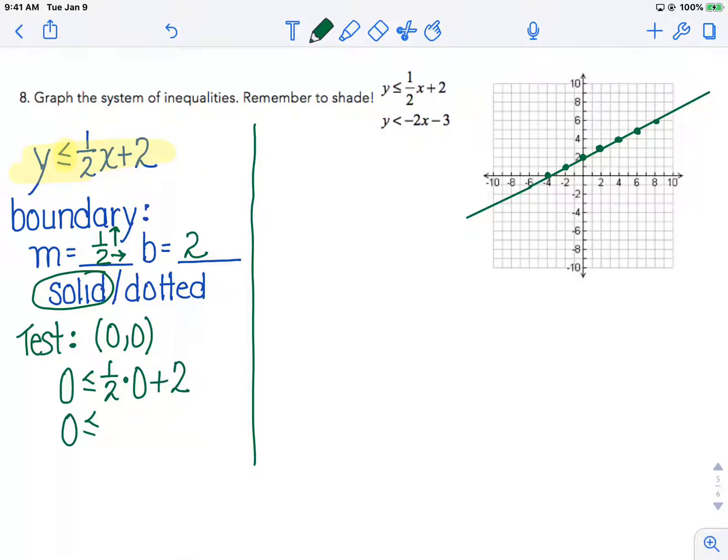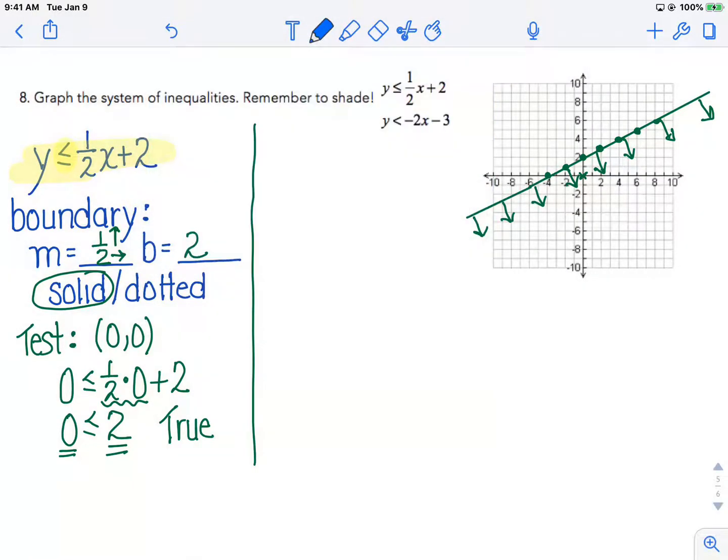I want to simplify this side. 1/2 times 0 is 0. Add 2 is 2. Is 0 smaller than 2? And that's true. So when I tested 0, 0, for this one, it makes it happy. So 0, 0 being right here as my test point means that solutions to this particular inequality fall on the side 0, 0 is on. So instead of shading right away, because we're going to have shading from our other line, I went ahead and put in where I would shade.